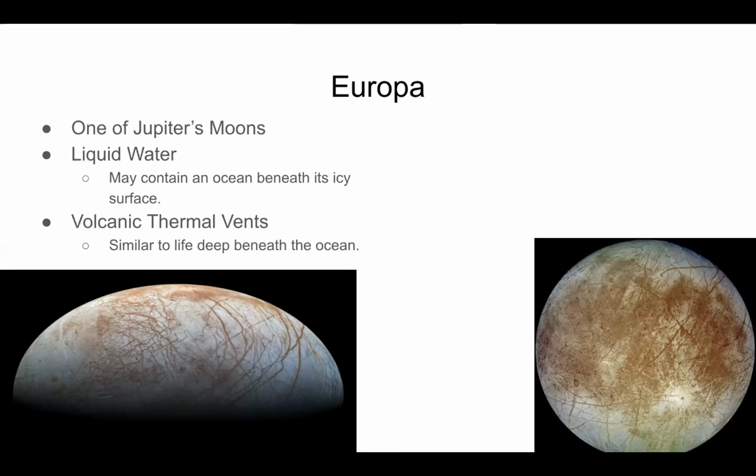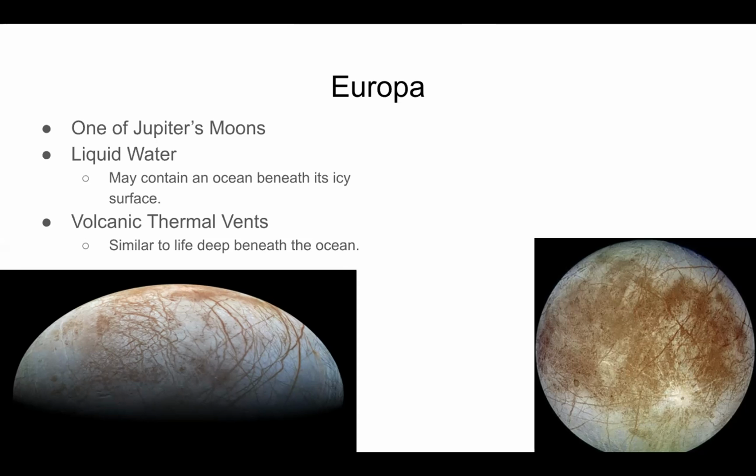Okay, so this is Europa, one of Jupiter's moons. It contains an ocean beneath its icy surface, and it has volcanic thermal vents, similar to life deep beneath the ocean. We don't really know what's underneath the surface of it, so it's kind of a question that's on our minds.